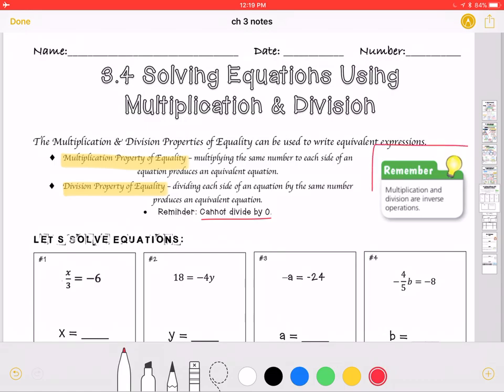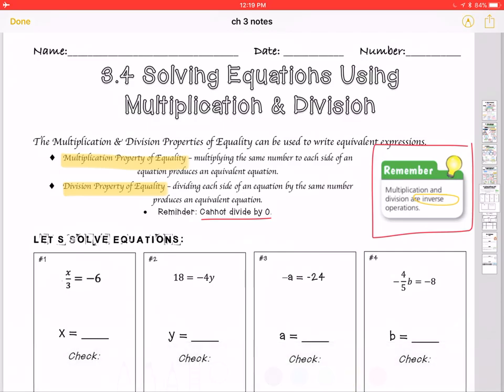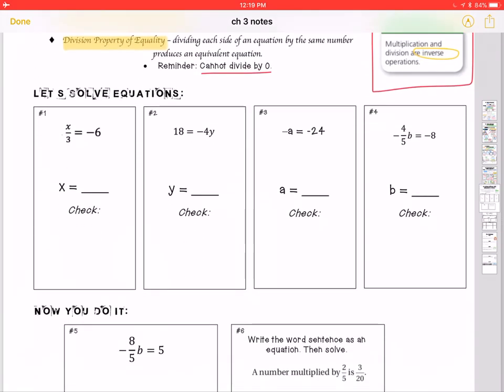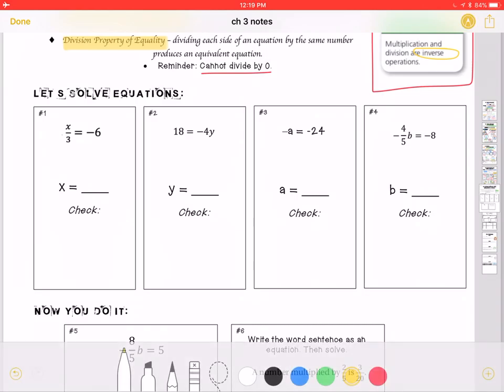Again, multiplication and division are inverse operations. Think about, what does that word inverse mean again? Opposite. So let's solve some equations together here. Just like with adding and subtracting, you're going to solve your equation and then check your solution to make sure you're correct. That's with every equation. You can always check your solution.